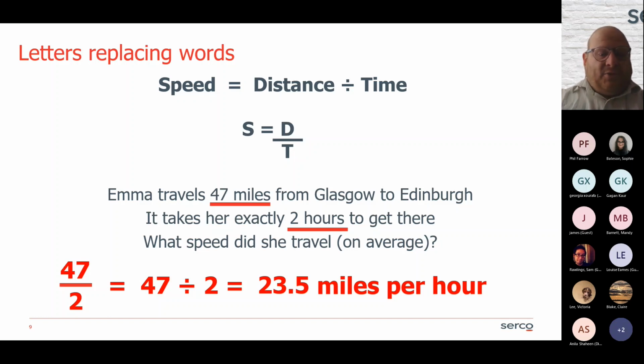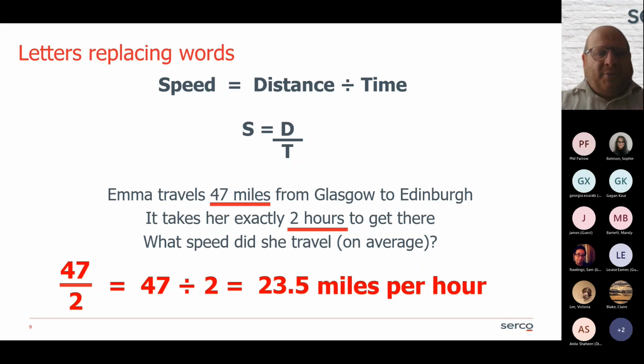Using the same sort of idea as I did previously, people often replace those words with letters. And what they'll often say is speed equals S equals D over T, which means speed equals distance over time. And when we get an equation like that, something over something, it also means divide. So speed equals distance divided by time could be represented by S equals D over T.